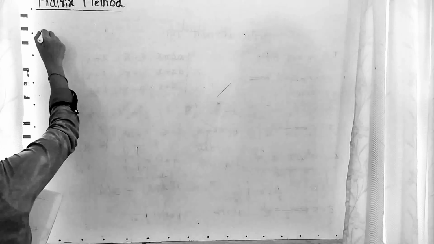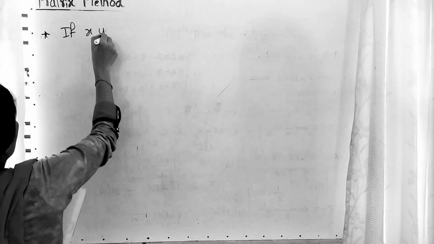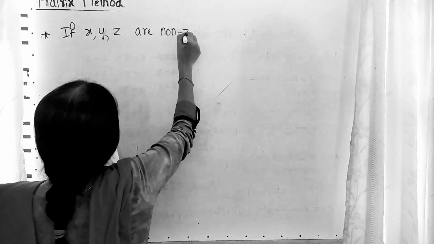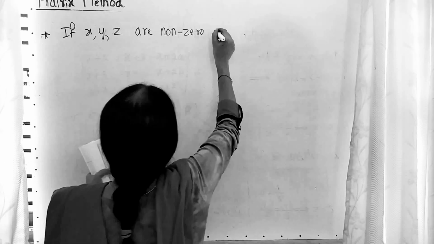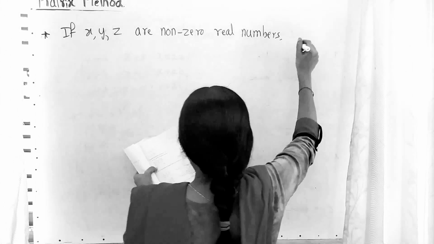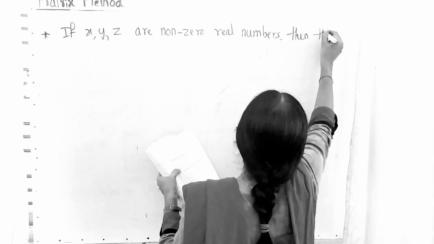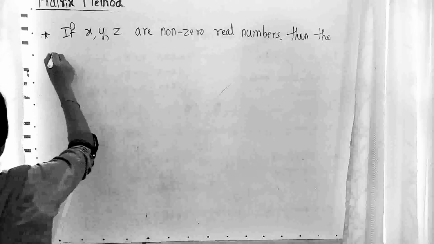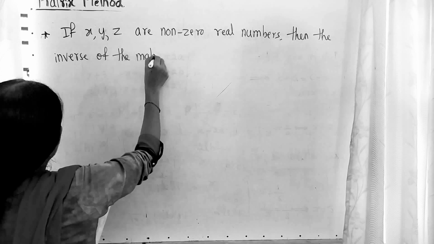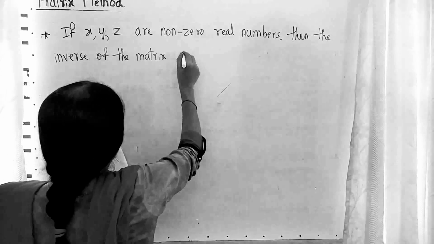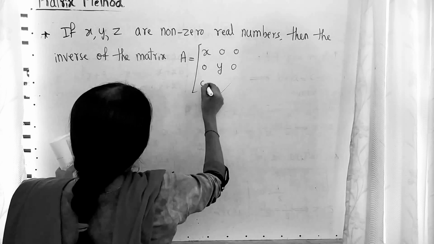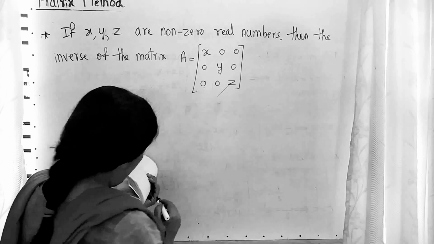If x, y, z are non-zero real numbers, then the inverse of the matrix A is equal to x 0 0, 0 y 0, 0 0 z, and it is the standard result.